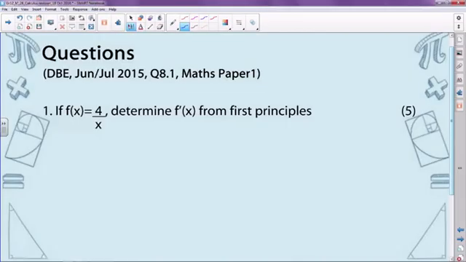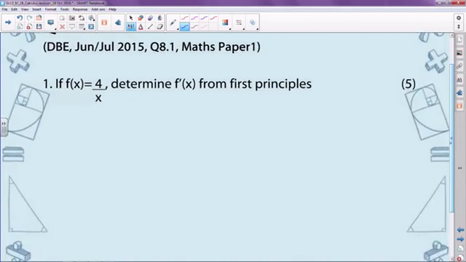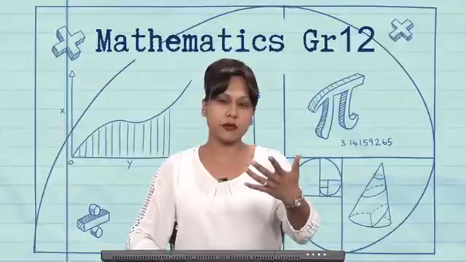This question comes from the DBE June-July 2015 paper, question 8.1. If you are revising along with your exam papers while you're watching the show, that's the paper you need to look for. Alternatively, you can just copy it down from the screen. We're going to start by determining the derivative from first principles. You've got the function f of x is equal to 4 over x. It's for 5 marks.